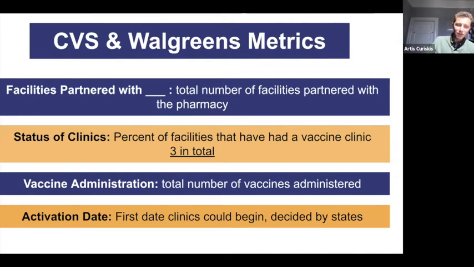Then they provide the total administered vaccines, and then they also provide activation date. The pharmacies were unable to begin clinics until states gave them the go-ahead. Because of this, there was confusion as to when vaccines were going to these facilities or who was doing it, who was holding it back. And so CVS and Walgreens have published this information to just say, this is when we could begin. It also provides a start date to understand when we might be able to do some sort of time series or lag data analysis as to when vaccines were being administered.